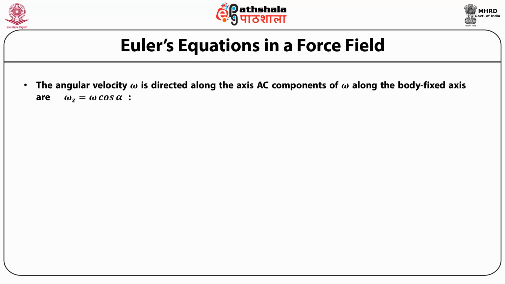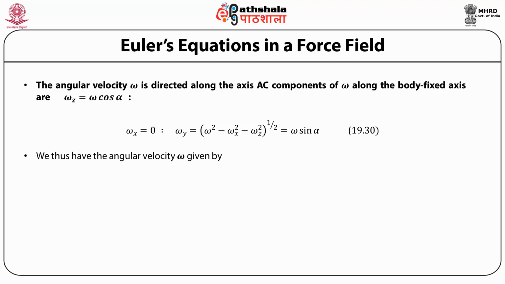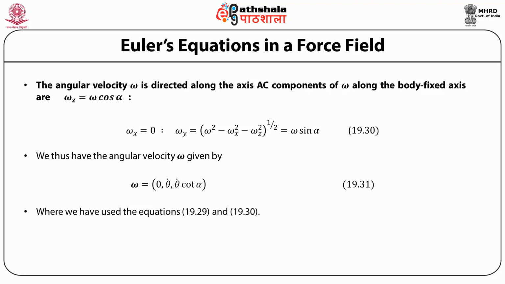The components of omega along the body fixed axis are omega x is equal to 0, omega z is equal to omega cos alpha, and omega y is equal to the square root of omega square minus omega x square minus omega z square, which is omega sine alpha. We thus have angular velocity components: the x component of omega is 0, the y component is theta dot, and the z component is theta dot cotangent alpha.